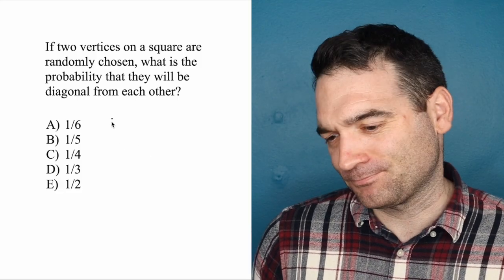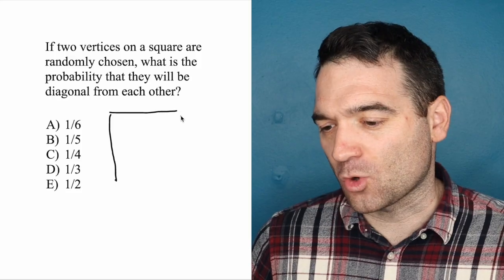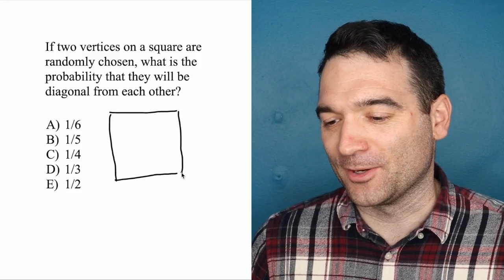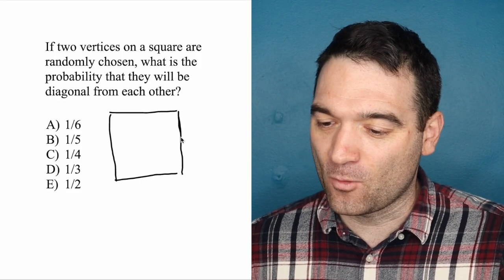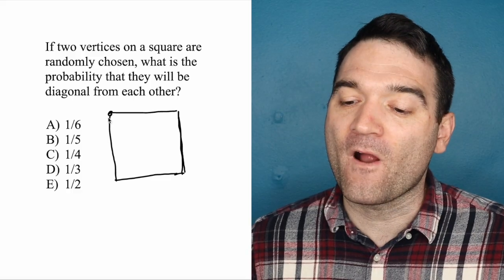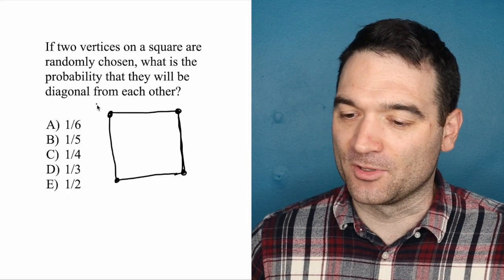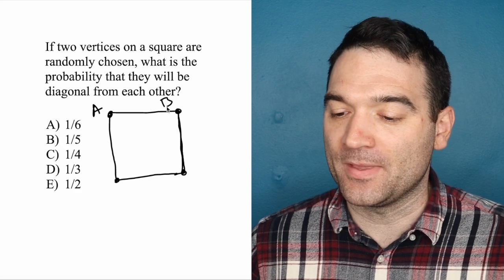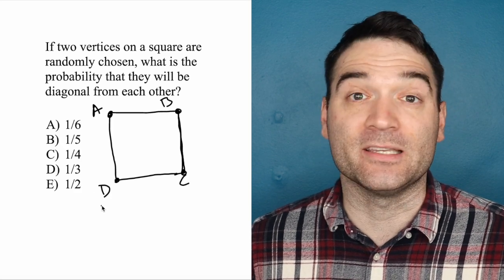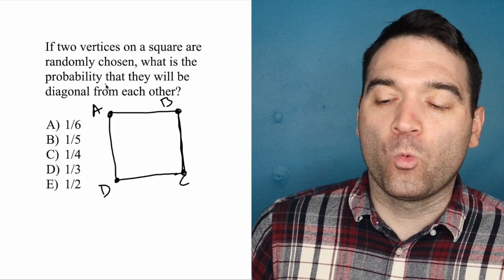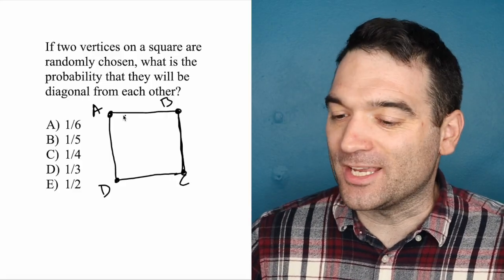Let's take a look. We have a square. I'm sure we're all generally familiar with what a square looks like, right? 4 equal sides and 4 vertices. So each vertex right there. I'm going to label these vertices as A, B, C, and D, right? What we're doing is choosing 2 of these at random.